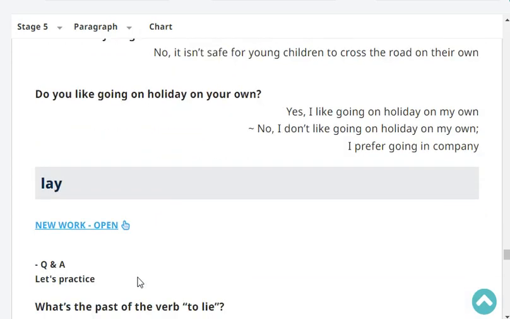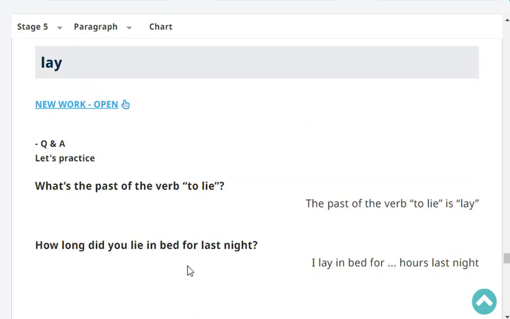Do you like going on holiday on your own? Yes or no? No, I don't like going on holiday on my own. I prefer going in company. Very good. What's the past of the verb to lie? The past of the verb to lie is lay.